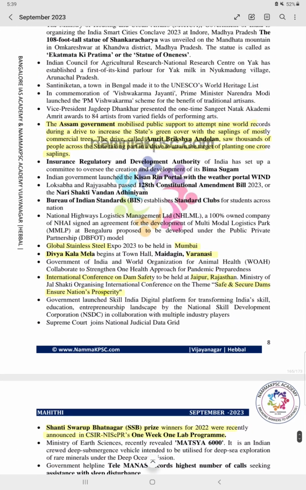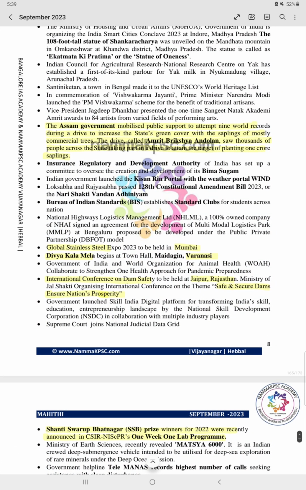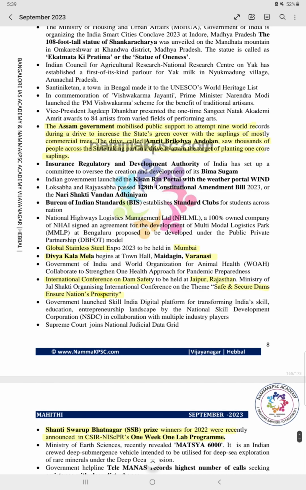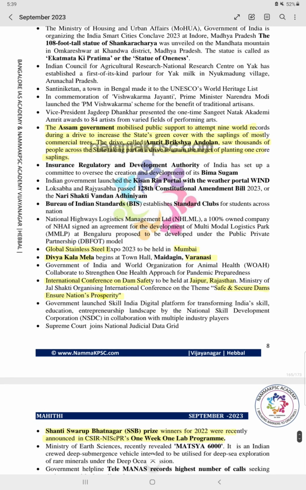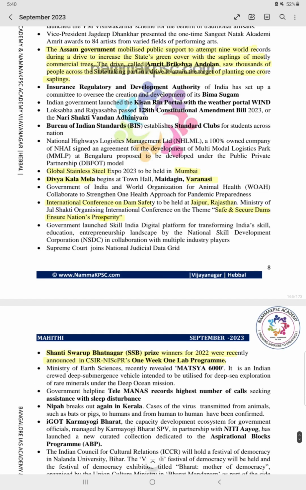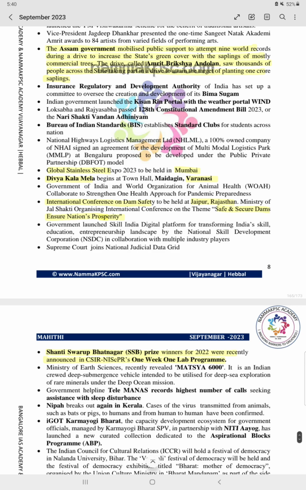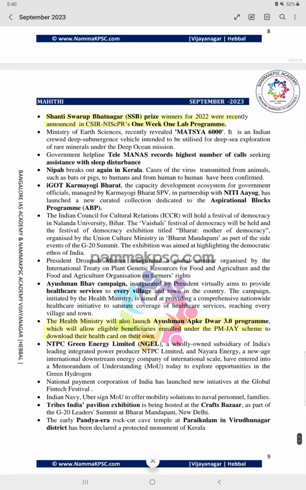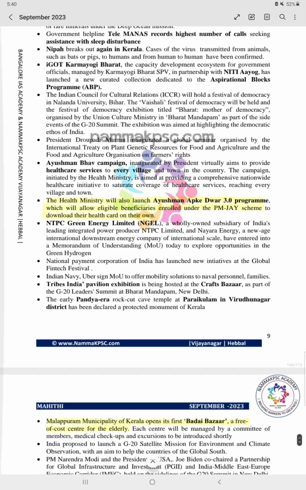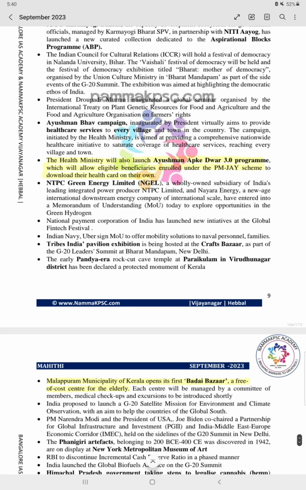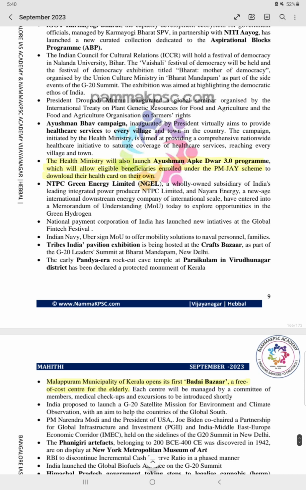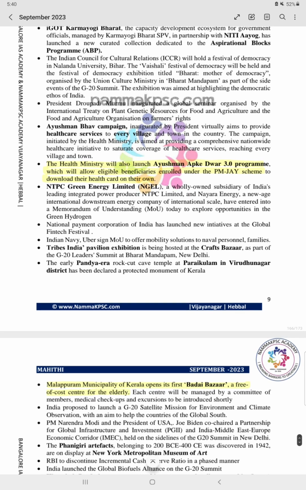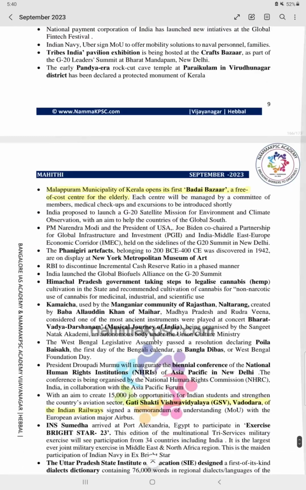Then we have Amrita Briksha Andolan. It is by the Assam government. Then we have the Global Stainless Steel Expo, which was held in Mumbai, Maharashtra. Divya Kala Mela in Varanasi. International Conference on Dam Safety was in Rajasthan, and the theme was Safe and Secure Dams. Then what we have, Ayushman Aapke Dwar 3.0 program will allow eligible beneficiaries enrolled in the PMJAY scheme to download the health cards.